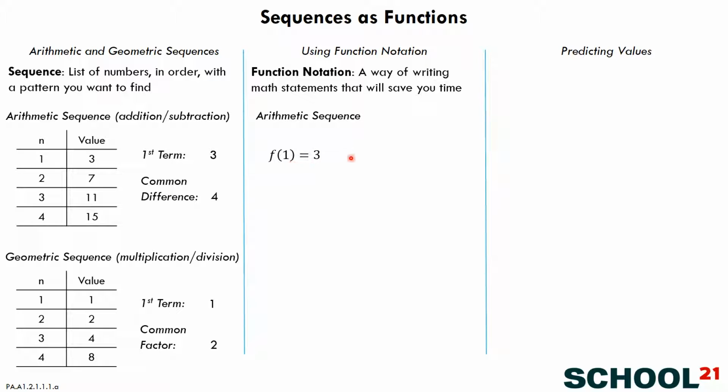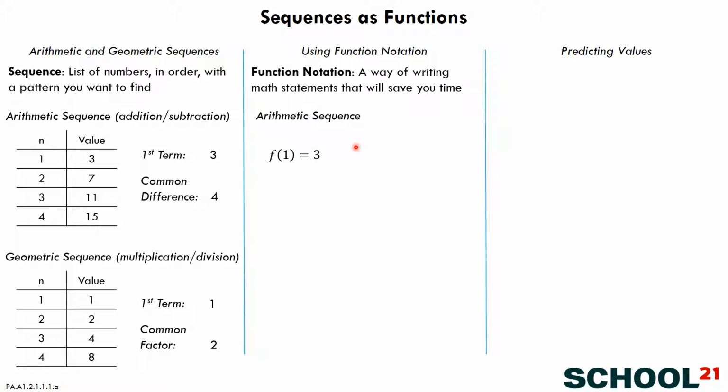Okay, that would be how we would write it here. And it would become a really easy way. Rather than writing out "the first term of the sequence is 3, the second term of the sequence is...", it's much easier to say f of 4 equals 15. Okay, so this is how it's saving you time.